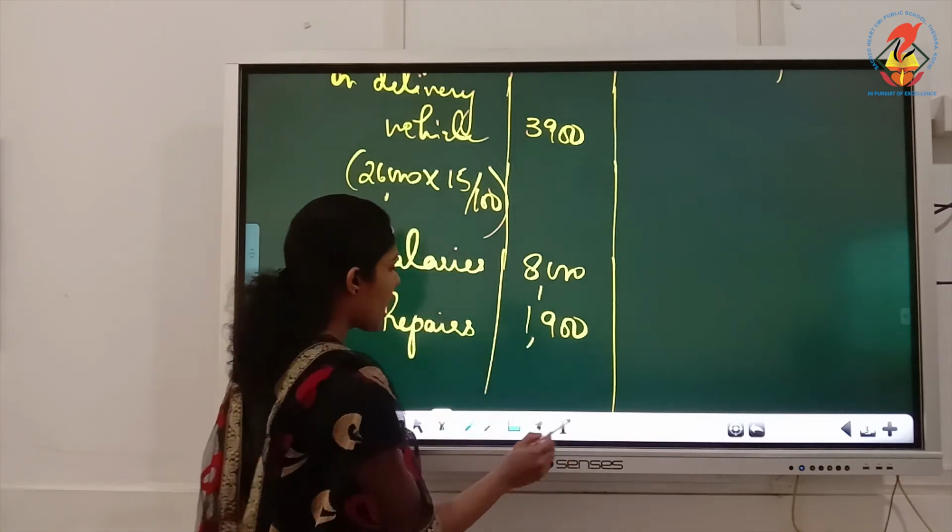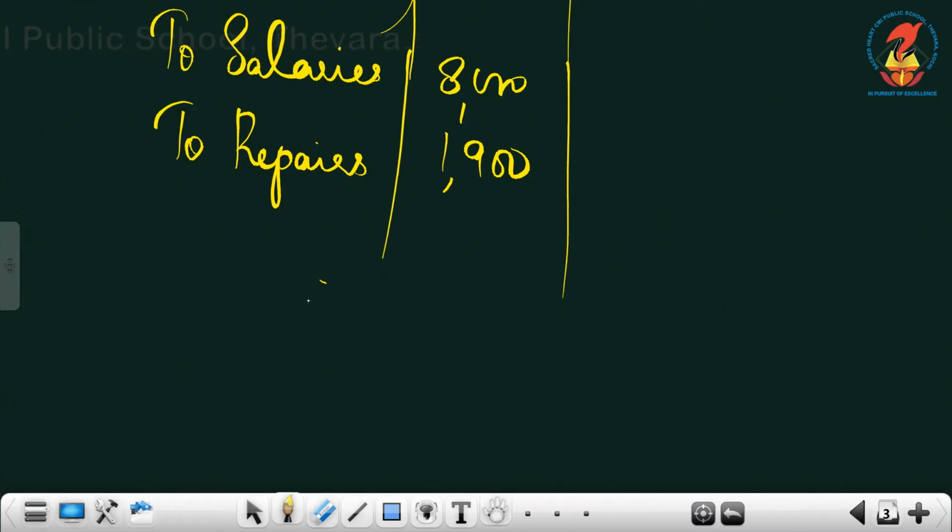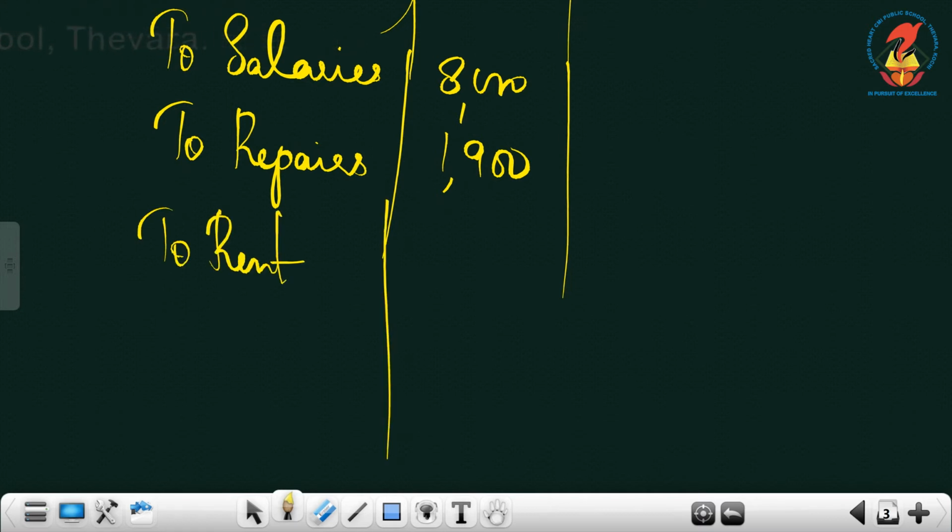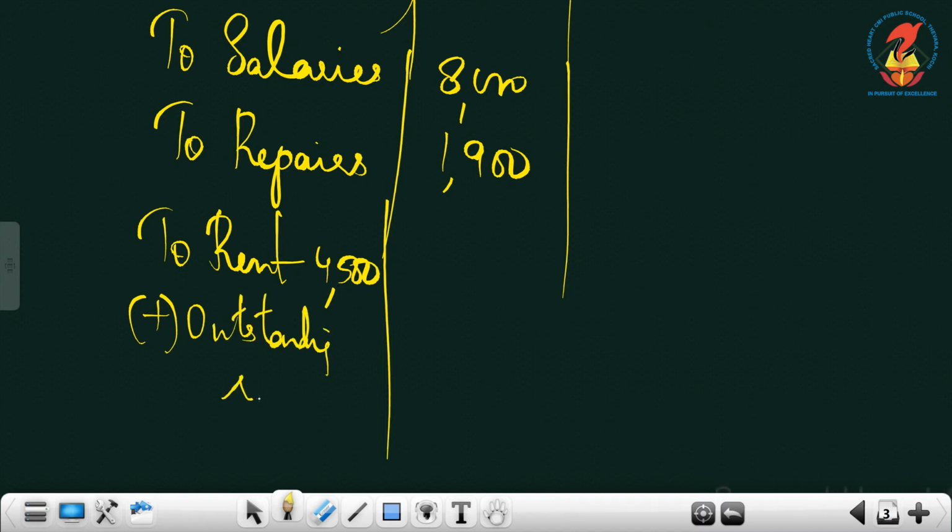Payable items are liabilities. So here, to rent, you must write the figure in the inner column because we have an adjustment for that. So to rent 4,500, add outstanding rent. The amount here is 500. So in the outer column you write that 5,000.